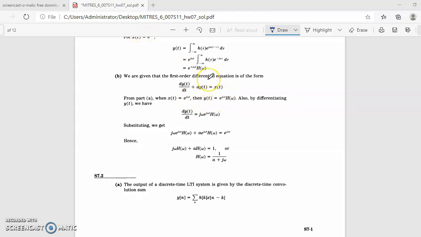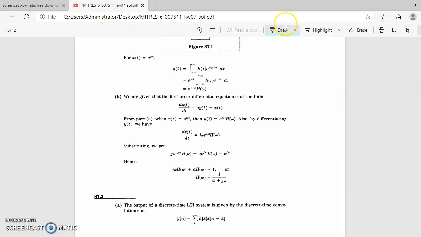What is our output? y of t is equal to e power j omega t times H of omega. We consider the same equations for this problem also. So d y of t by dt is equal to j omega e power j omega t times H of omega, because y of t is nothing but e power j omega t times H of omega.